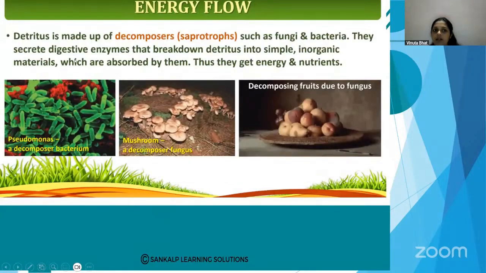So here detritus is broken down by decomposers, that is the saprophytes such as fungi and bacteria. They secrete digestive enzymes that break down the detritus into simple organic materials, which are absorbed by them. Thus they get energy and nutrients by this process.